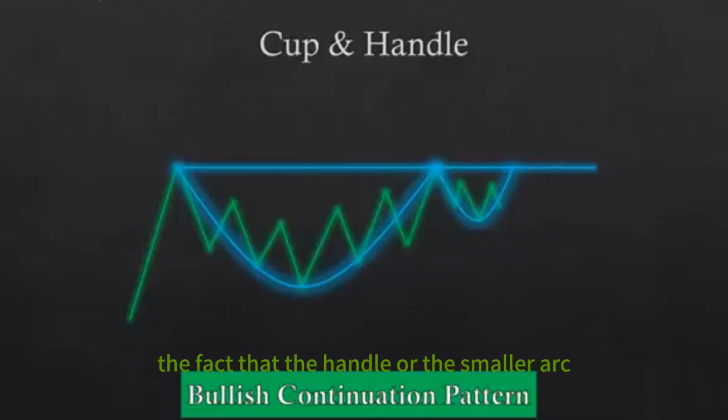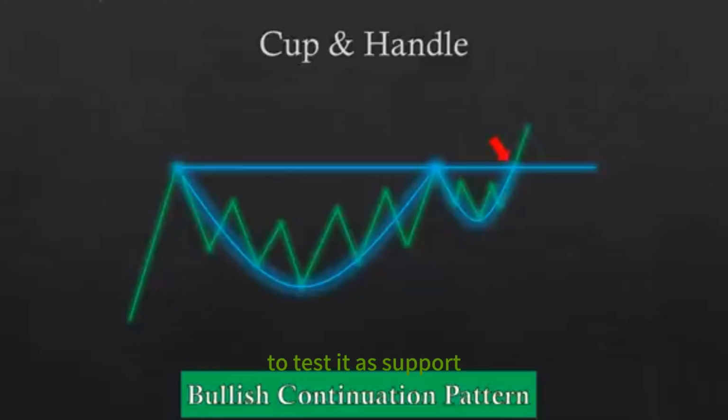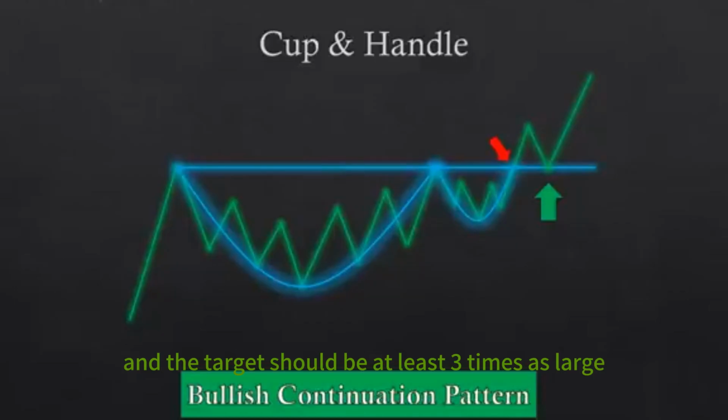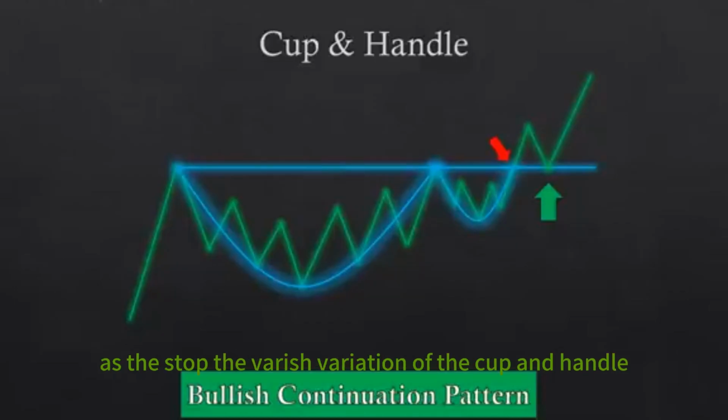The fact that the handle, where the smaller arc retraces just a little bit, then hits that resistance wall again, signifies bullish power. So when price breaks the resistance and retraces back to test it as support, we have a buy signal. The logical stop should be placed below the lowest low in the handle, and the target should be at least 3 times as large as the stop.